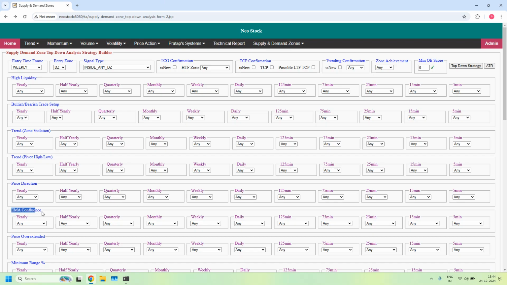So I am adding the filter EMA Confluence at a weekly time frame. I am setting the filter weekly demand zone having weekly EMA Confluence. And during EMA Confluence, the trend should not be sideways. So at a trend at weekly time frame, I am selecting up or down trend but not sideways.